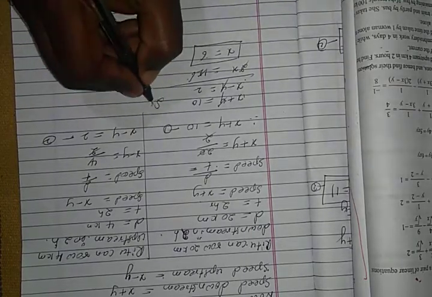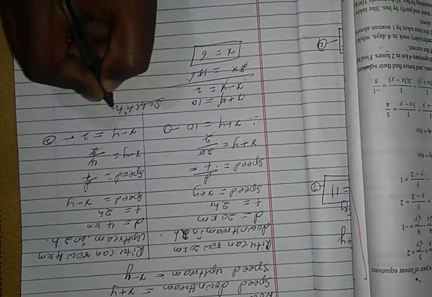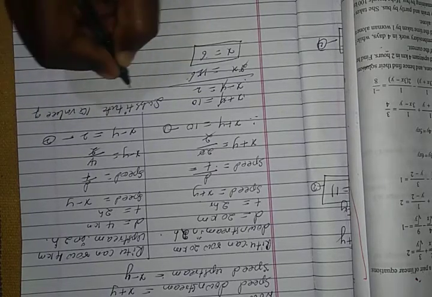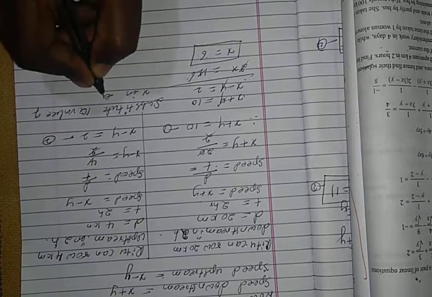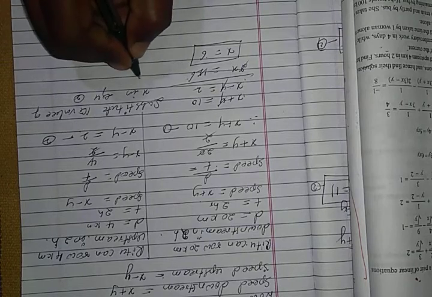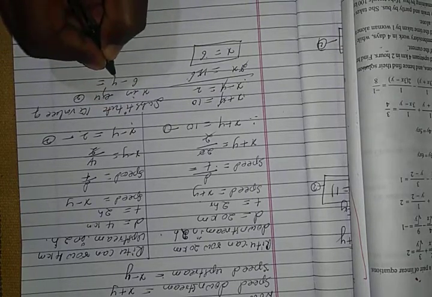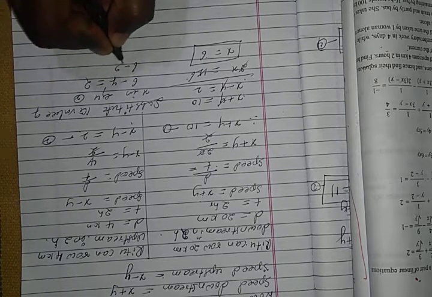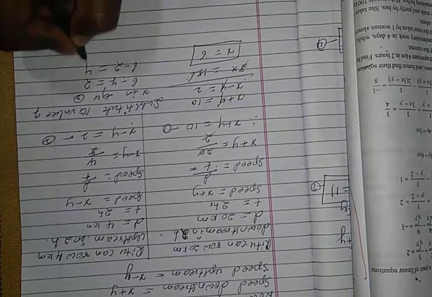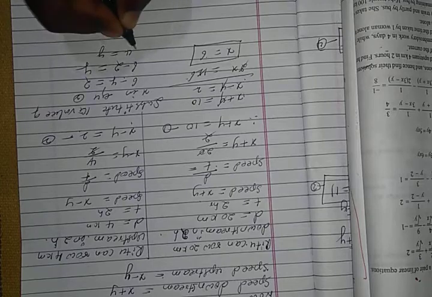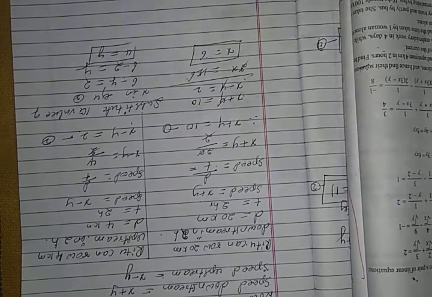Then substitute the value of x in equation 2. Equation 2: the value of x is 6, so 6 minus y is equal to 2. Then 6 on the left side goes to the right side as minus 6, so minus y is equal to 2 minus 6, and the minus goes to the other side. 6 minus 2 is 4, equal to y. So y is equal to 4.